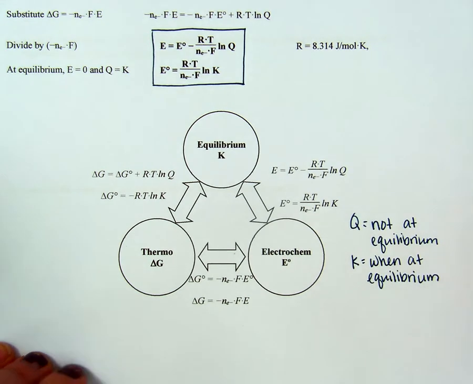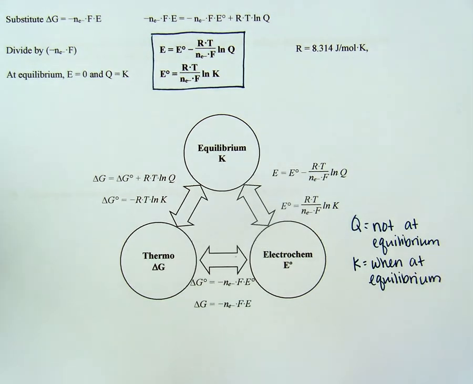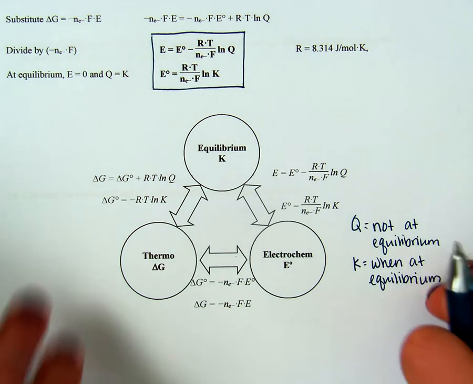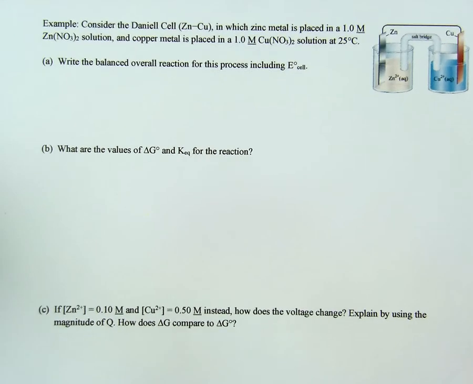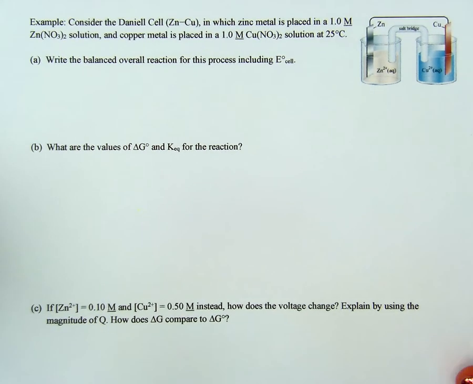And these are both products over reactants, always. Okay, so let's go ahead and take a look at this through the lens of an example. So we're going to consider our Daniell cell here, our zinc copper cell. Let me zoom in for you just a bit.